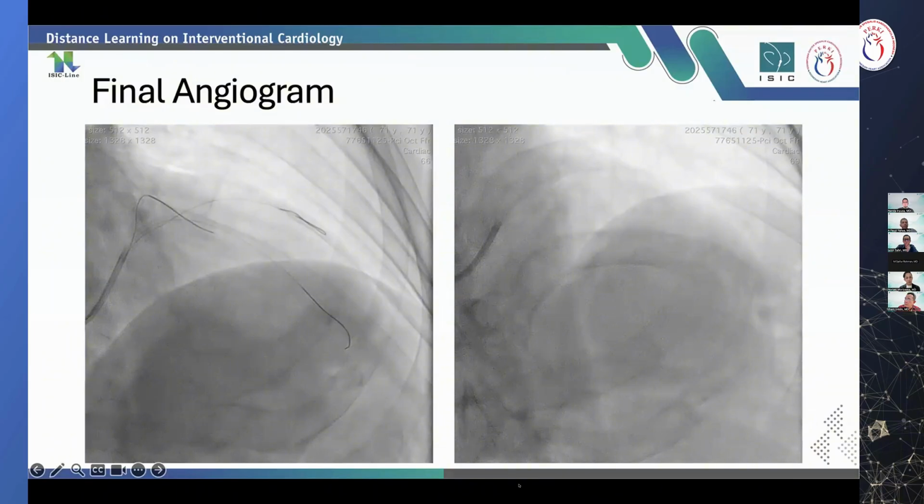Okay, thank you. Unfortunately there is a short left main, so it is quite difficult, but we can identify there is a wide opening of the circumflex as well. Okay, any question from other panels or other comment, please?